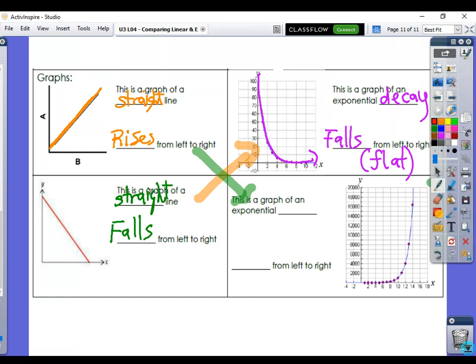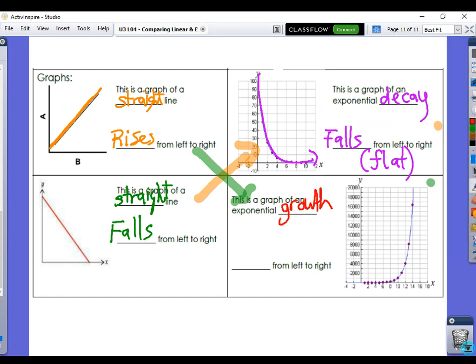Versus our second graph here, this is exponential growth, because we're starting out very, very flat, and then all of a sudden it starts to increase very, very quickly. And so we're exploding from left to right. So this rises from left to right. But I want you to think of this as the word explodes. This explodes. Notice we started out very, very small, and then all of a sudden explodes, right?